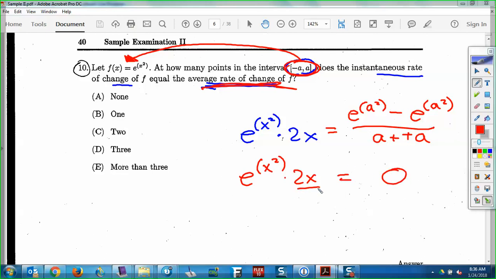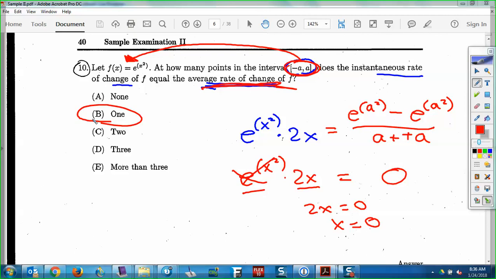Well, it's when one of these two is 0. When is e to the x squared equal to 0? Never. E to the 0 would be 1. And otherwise, since that's x squared, that's always going to be positive, so that's going to be e raised to something. So it's never going to be 0. So when 2x equals 0, which is when x is 0, there's only one time they are going to be equal, and that's at x is 0.